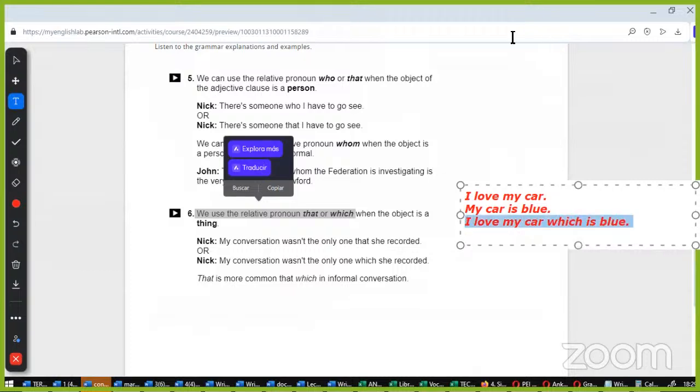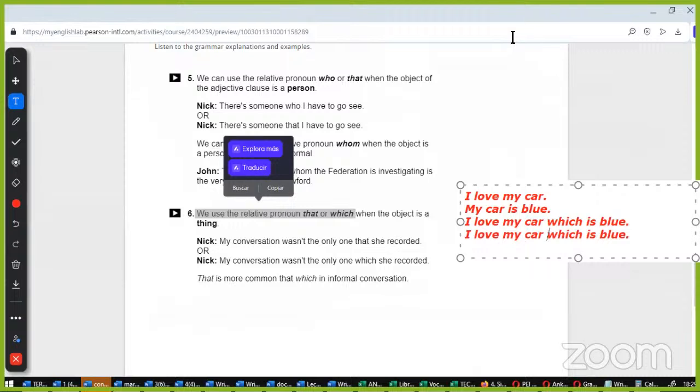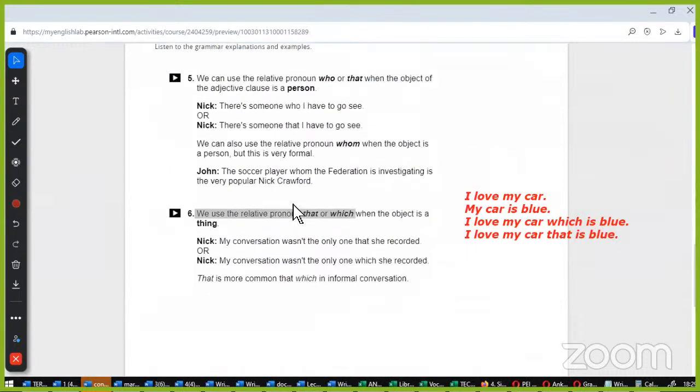Great. Or you could also say what else? I love my car that is blue. Great. You can use two things when we are talking about an object. A car is an object. Okay. Well, any questions with 5 or 6? No, mister. It's clear.